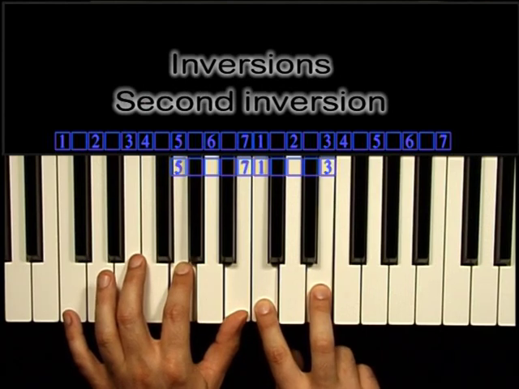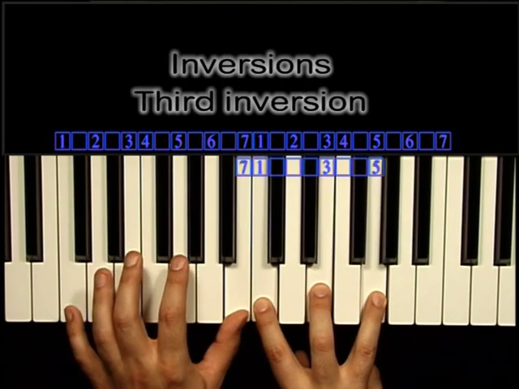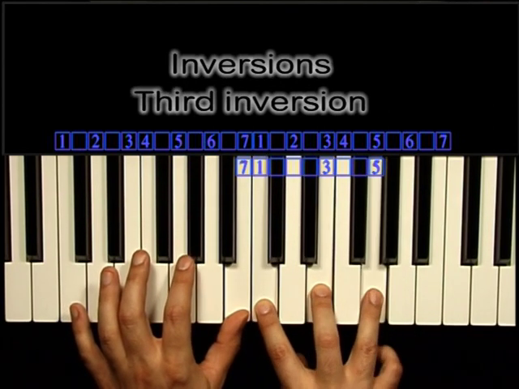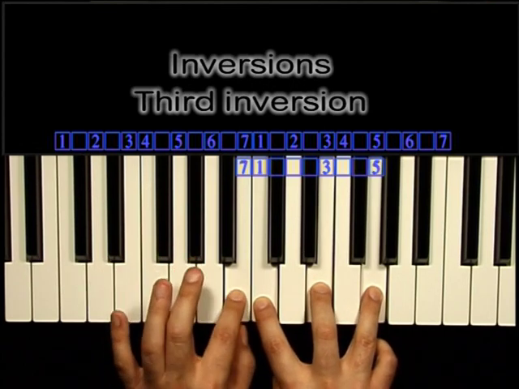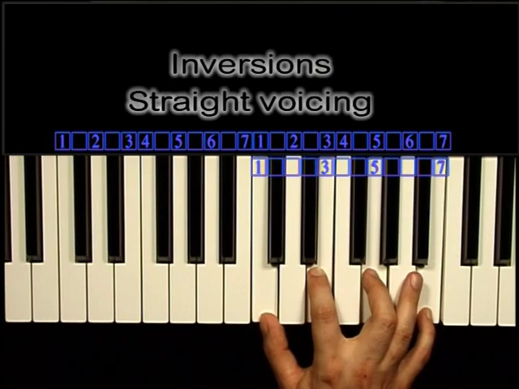That's the second inversion. We'll bounce the lower note up an octave. This is the third inversion, and we get 7, 1, 3, 5. If we bounce this note up, then we're back to our original chord, 1, 3, 5, 7.